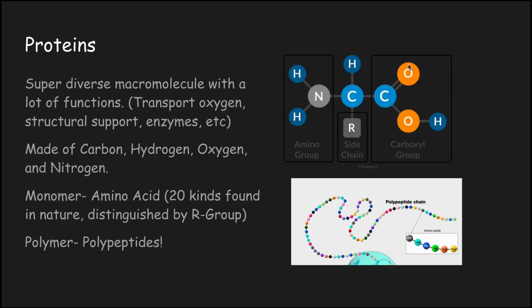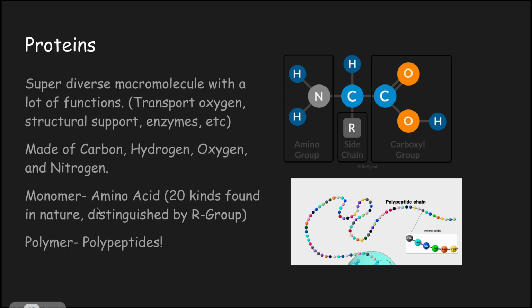So next we have proteins. These are super diverse macromolecules. They have a lot of functions, such as transporting oxygen, providing structural support, even being enzymes. If you don't know enzymes, go check out my other video. Unlike carbs, these are made of carbon, hydrogen, oxygen, and nitrogen. That nitrogen you're going to see in the amino group here. If you look at my cursor, nitrogen right there.